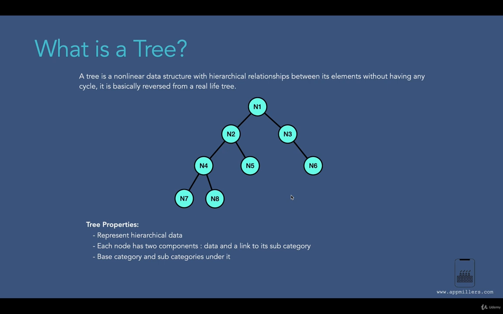So in this lecture, we have learned what the tree data structure is and what the properties of it are. And we have learned that we are using tree data structures during our daily lives, even without being aware of it. So hopefully, with this lecture, you have understood what a tree data structure is.